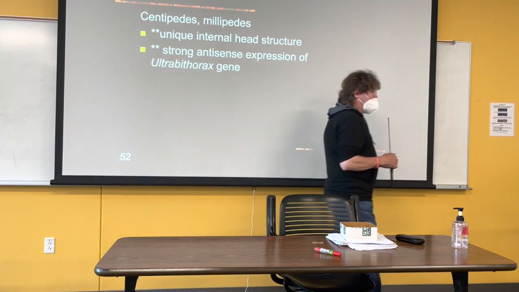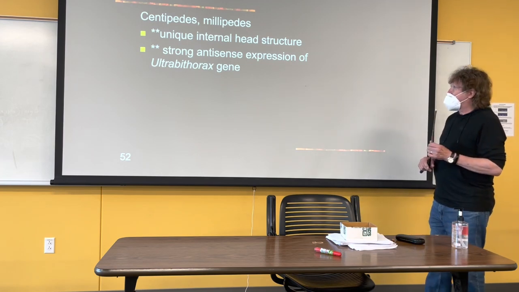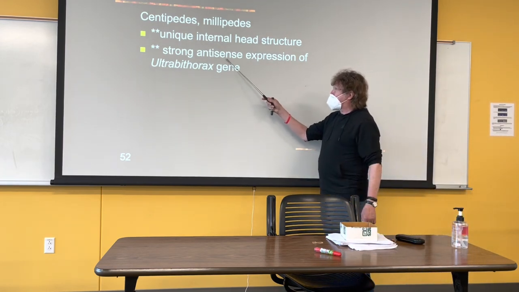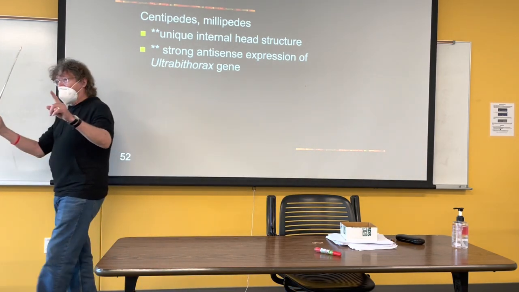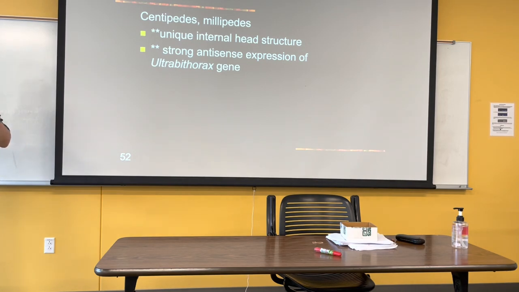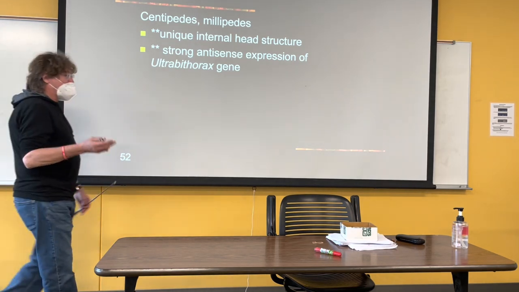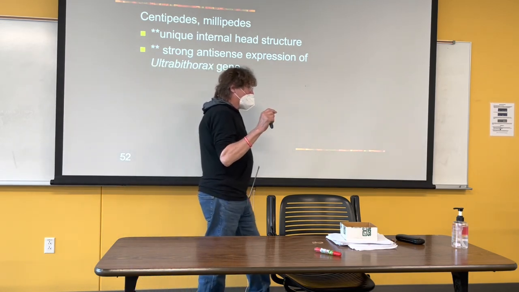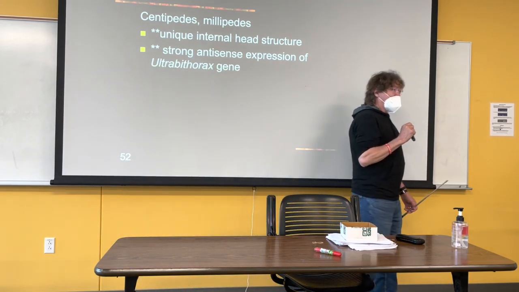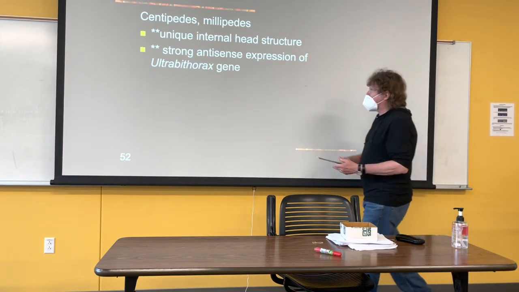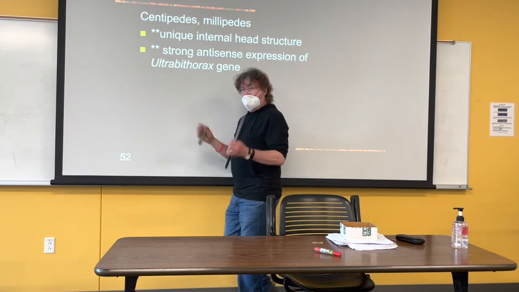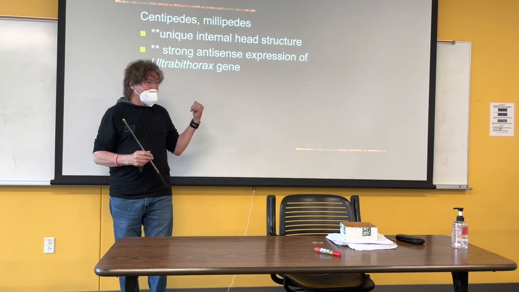And in this particular group, centipedes and millipedes, it happens to have a very, we're not going to worry about antisense expression, but remember that the DNA has two strands, the sense strand and the antisense strand. We call it template and non-template strand. The sense strand is the same as the non-template strand. The antisense strand would be the same as the minus strand. And so this is being expressed at a very, very high rate in this particular group of animals.